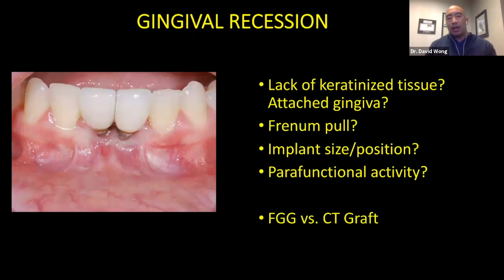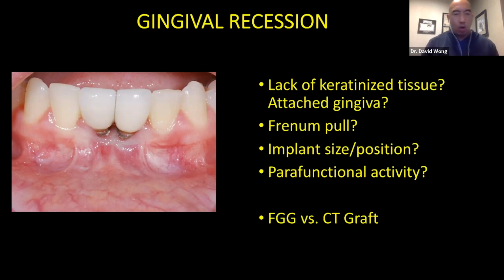So the key thing here is what we typically consider is a free gingival graft versus a connective tissue graft. So we're trying to utilize some type of soft tissue graft to address the mucogingival deficiencies there. By doing so, our hope is that we're going to give the patient a more cleansable environment so that they can take care of it. We can also stop the bone loss around the implant, stop the recession.